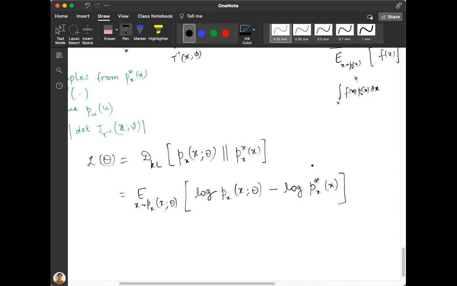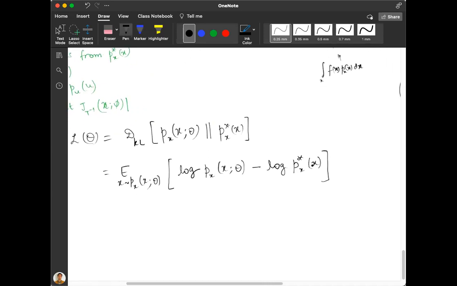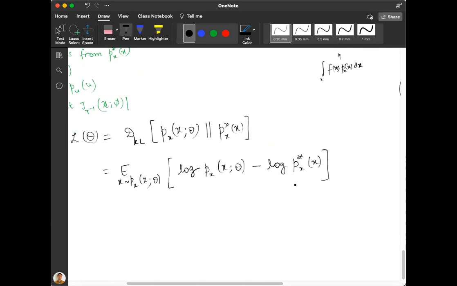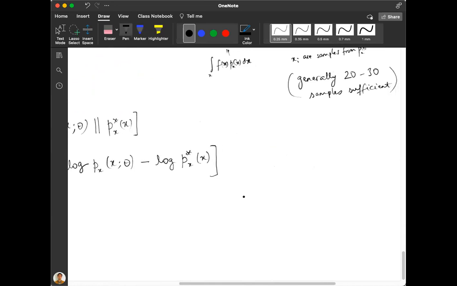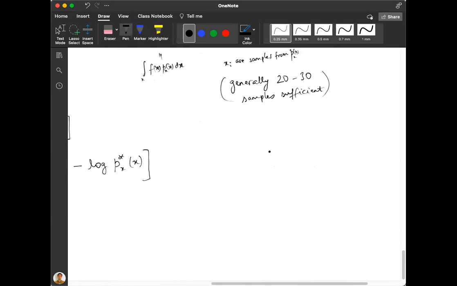Let's assume that you can compute P star X. That is, not only do you have samples from P star X, but you also know the value of the probability of those samples. You know the PDF, you can compute it exactly. So for training this, I will be sampling, remember there was a U, and it was passed through some transformation T and you got some X.